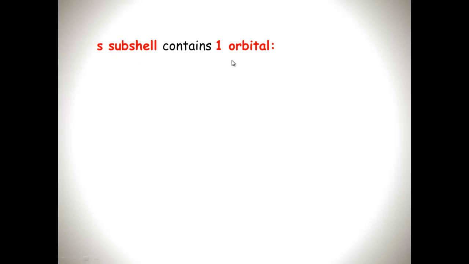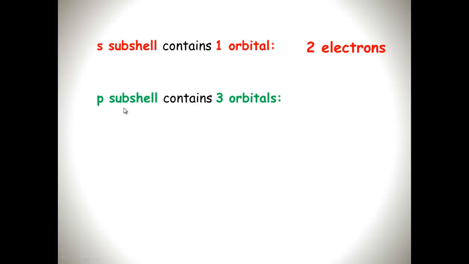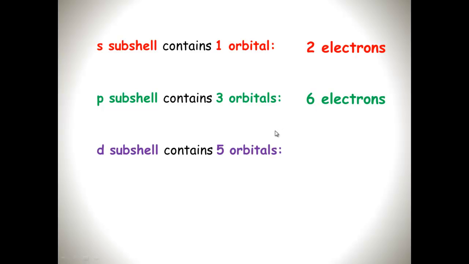So the S subshell contains 1 orbital, which we know. Each orbital can contain 2 electrons, so the S subshell can contain a maximum of 2 electrons. The P subshell contains 3 orbitals. Each orbital holds a maximum of 2 electrons, so the P subshell can hold 6 electrons.